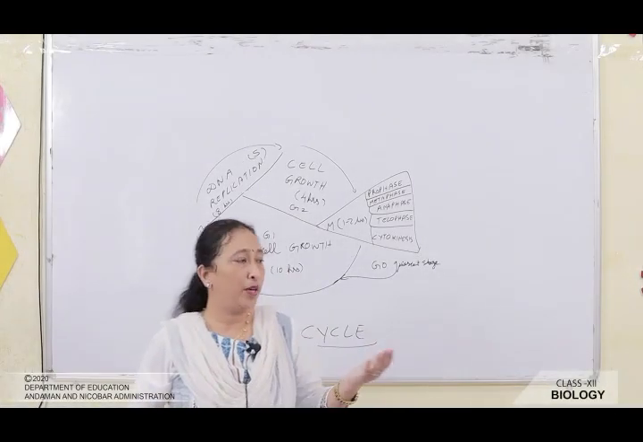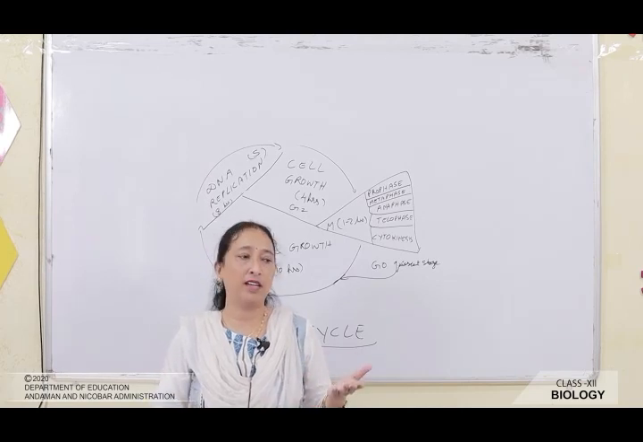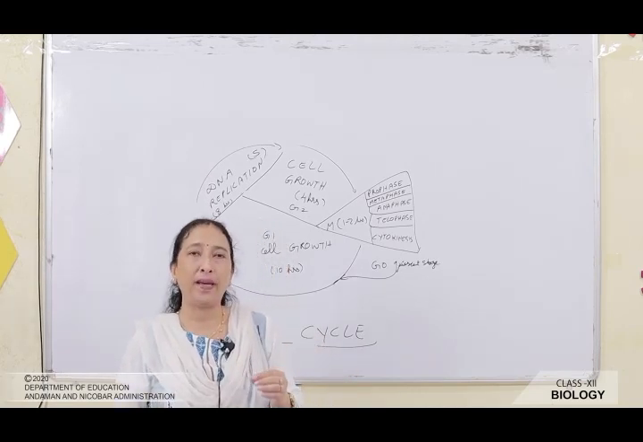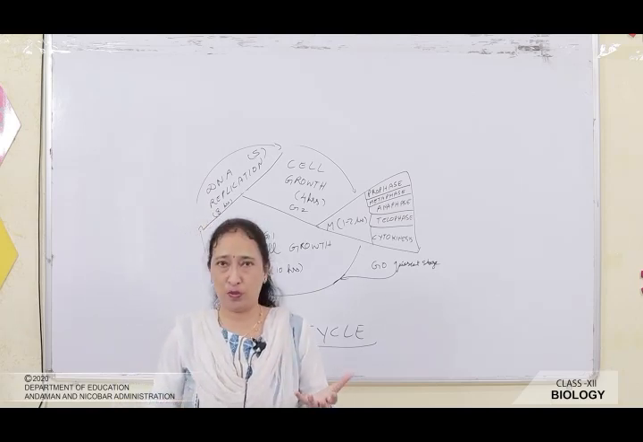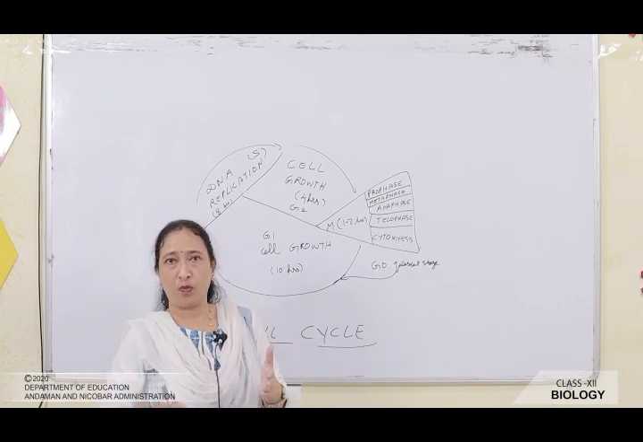Children, you have seen the chapter, the principles of inheritance and variation, till Mendelian principles. Today we will deal with the topic chromosomal theory of inheritance. But before starting chromosomal theory of inheritance, we should know what is a chromosome.